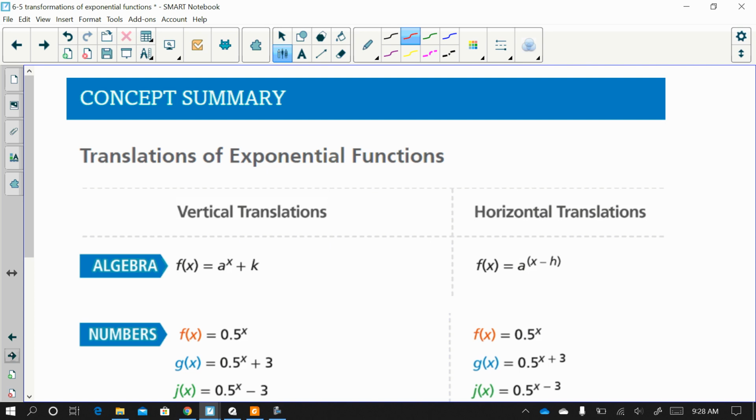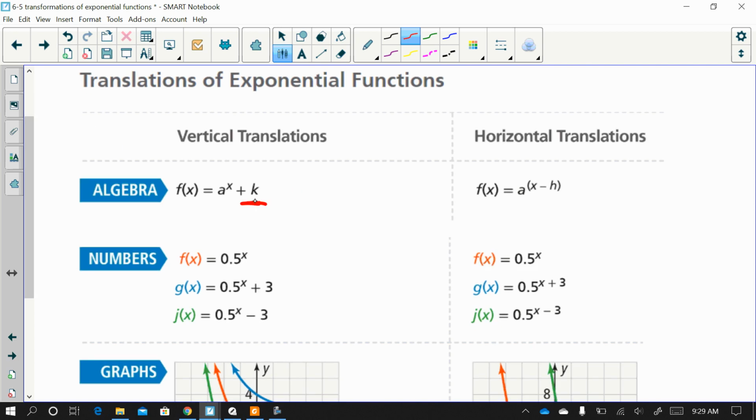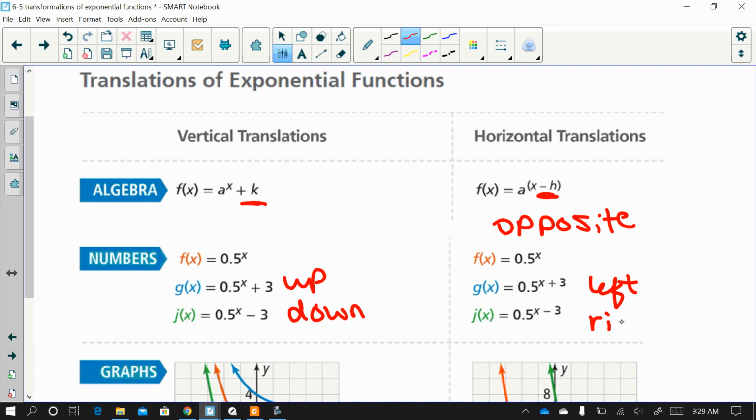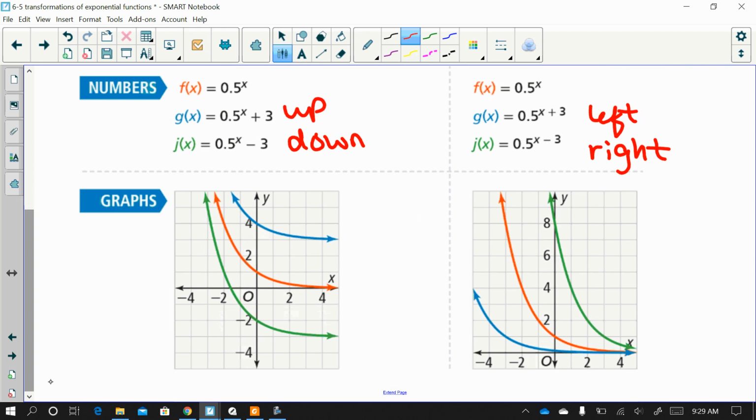Okay, so that's the lesson. Remember, if it's a number out here on the end, it's a vertical translation. It's exactly what you see. So if it's a k out here on the end, if it's positive, it goes up. If it's negative, it goes down. And then remember, if it's with the x, it's a horizontal translation. And this is the opposite of what you see. So this was up, this was down. If I'm plus 3, I go left. If I'm minus 3, I go right. Those are the big things to remember from this lesson.